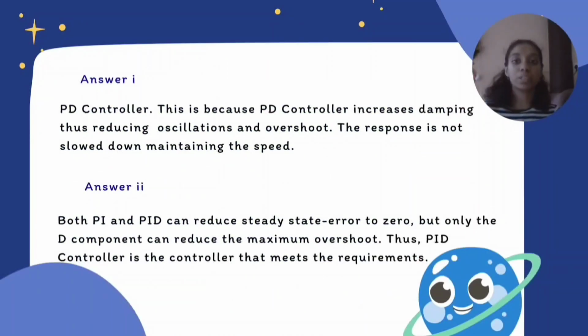For Roman 1, the answer is PD controller because the derivative D in our PD controller increases the system damping, which effectively reduces the oscillation and overshoot. Not only that, it increases the speed of response. Whereas for Roman 2, the answer could be either PI or PID because both controllers are capable of eliminating steady-state error, but only the derivative D is effective in reducing the maximum overshoot. So therefore, a PID controller is the most suitable choice to satisfy the requirement.